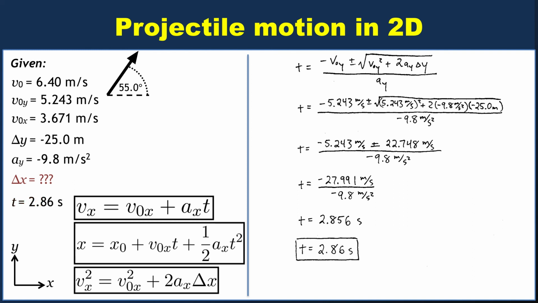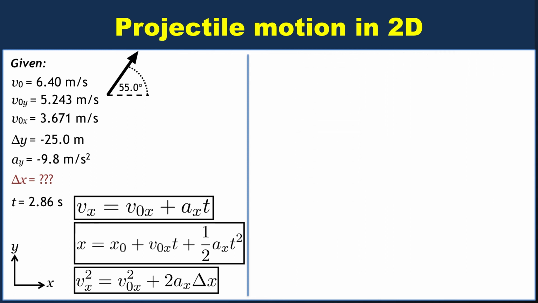So the last thing we need to do is figure out the x displacement. That's relatively easy once you've got the time. So we'll erase all this. Which of the 3 equations of motion should we use? So we need a displacement. That means we should choose the second or third equations of motion.